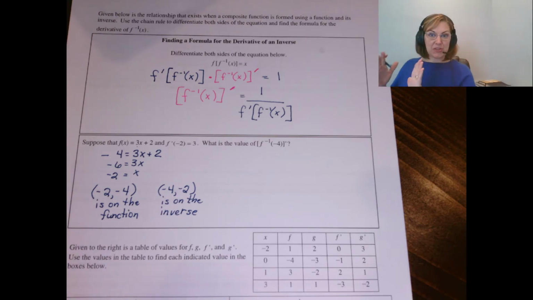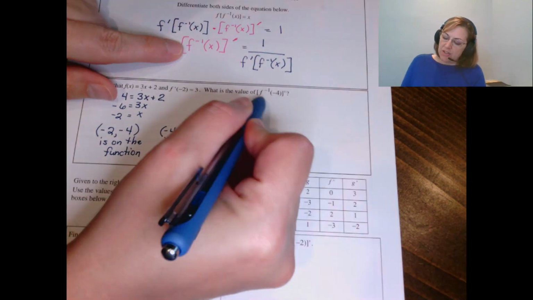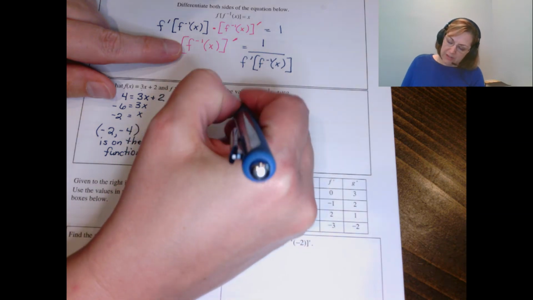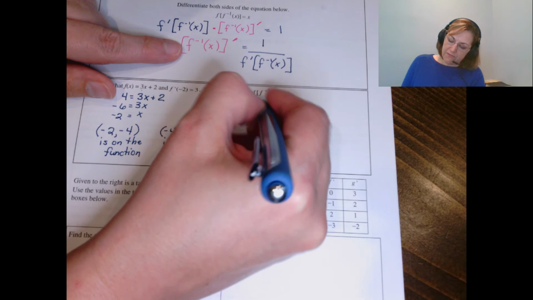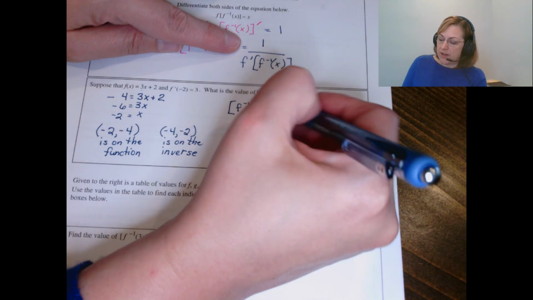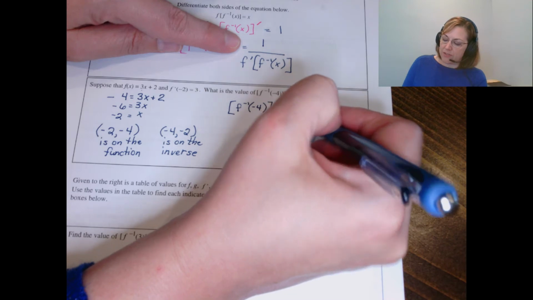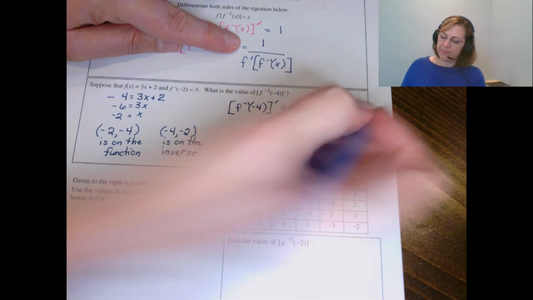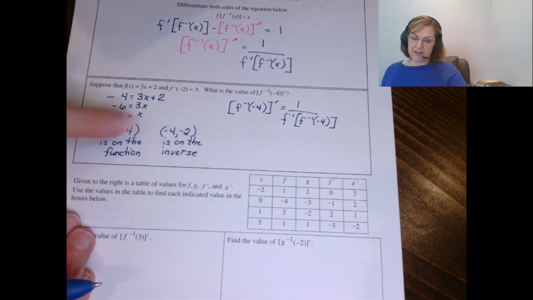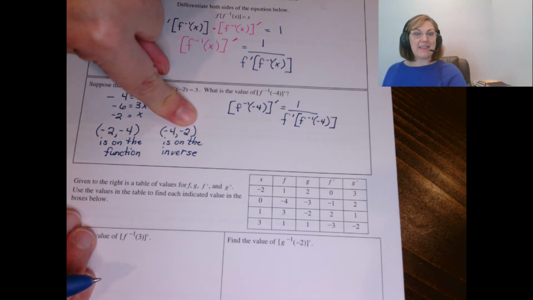Okay, now let's deal with the derivative, because here's what it says. What is the derivative of the inverse of negative 4? Okay, so I want the derivative of the inverse of negative 4. And my rule says I do 1 over the derivative of the function at the inverse of negative 4. Okay, go on the inside. What is the inverse of negative 4? Go to your inverse. What's the inverse of negative 4? That is negative 2.